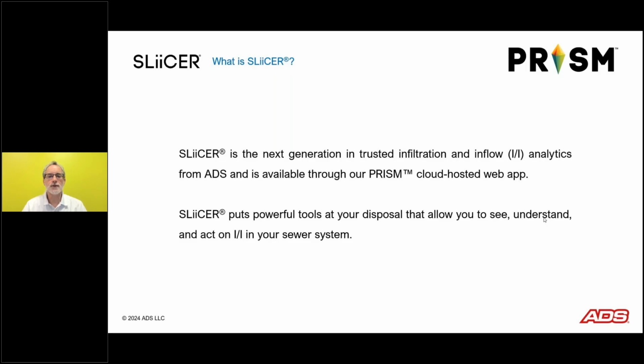And so you'll find that we're going to discuss things today at a fundamental level to make sure that everybody's on board. So when I talk about SLiiCER, it is an analytics tool that we have available at ADS. Some of you may have used it in the past. It's actually been around for quite some time in previous forms and iterations. And what we have done is we have now moved that functionality into our cloud-based web system. So SLiiCER basically allows us to see and understand and act on I&I in your sewer system via flow monitor and rainfall monitor data.